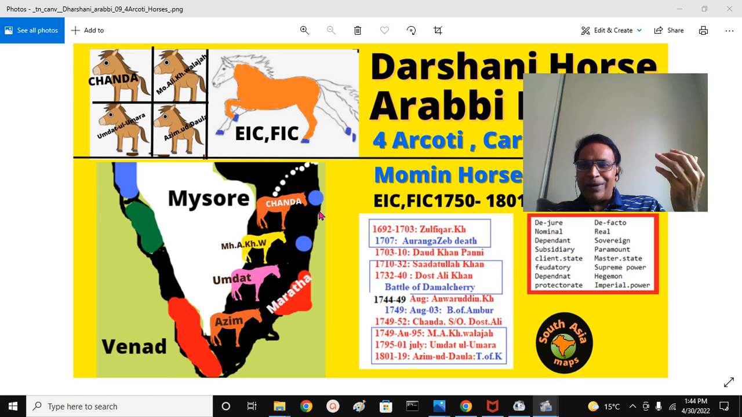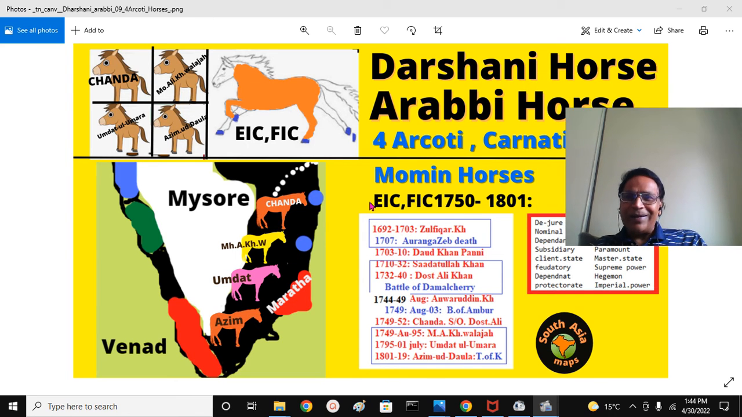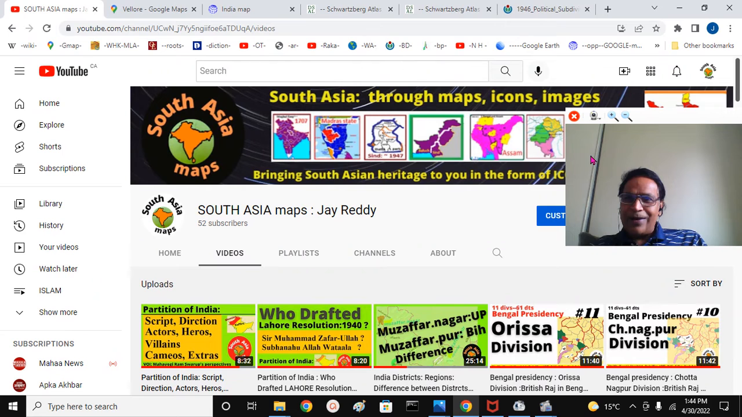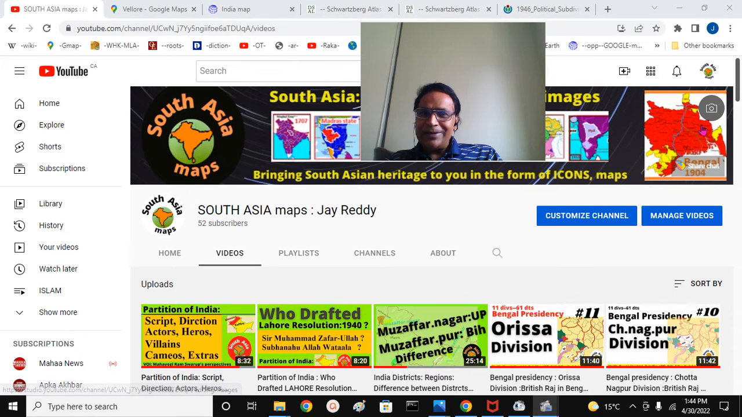and he just retained the titular Nawabi and lived in Chepak Palace south of Cooum River. In the Fort St. George, British lived. East India Company, Madras Council controlled the entire affairs of the Arcot Nawabs. So those are the four horses, Chanda Saheb and French, and the remaining Muhammad Ali Khan Wallajah, his son Umdat, his son Azim ud-Dawla.